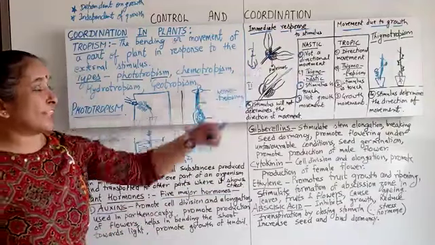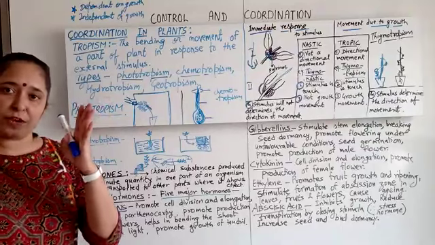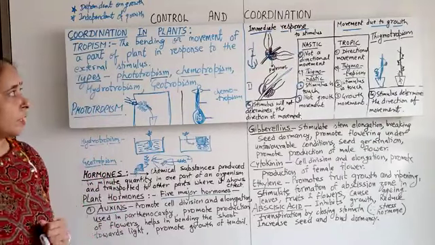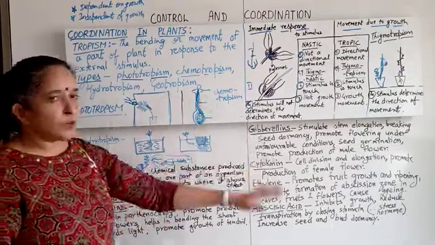This one is the case of the touch me not plant. What is the mechanism, why does the touch me not plant close when we touch the leaf? Okay. So in this way the coordination in plant is over. Just have a look at this one.